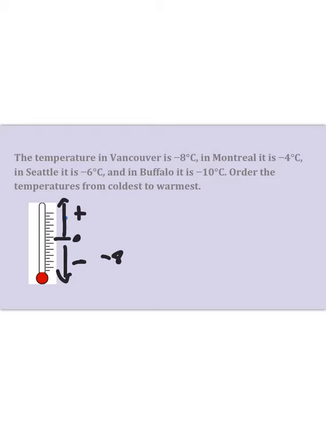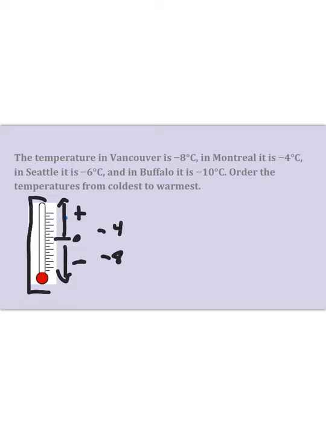In Montreal, it is -4 degrees Celsius. Is -4 closer to 0, or is it closer moving down to the red part of the mercury? That's right. -4 is closer to 0. So this is the order so far. And this is just a visual I'm using over here on this side. Okay, the thermometer is just a visual.